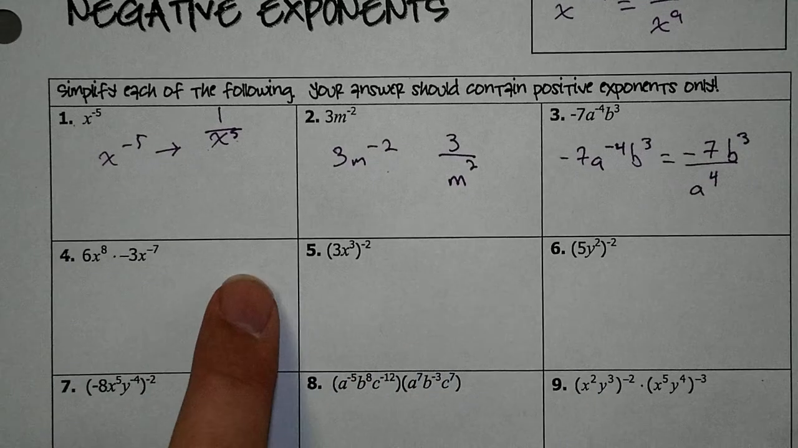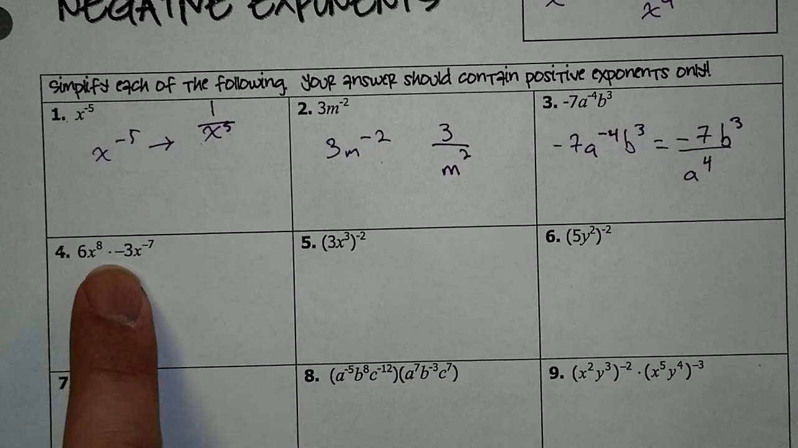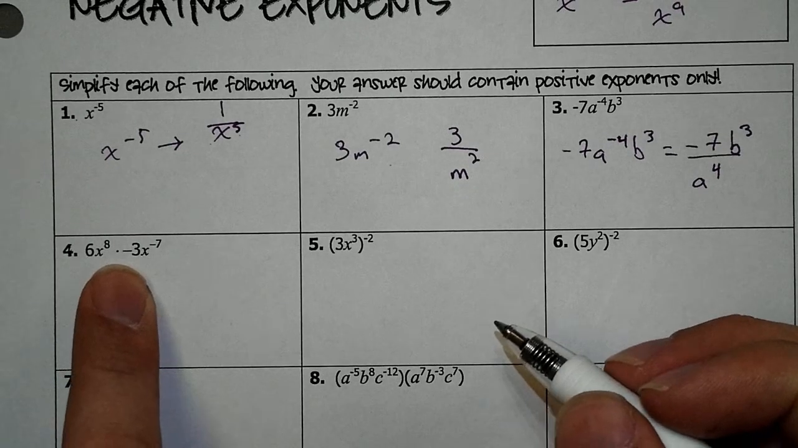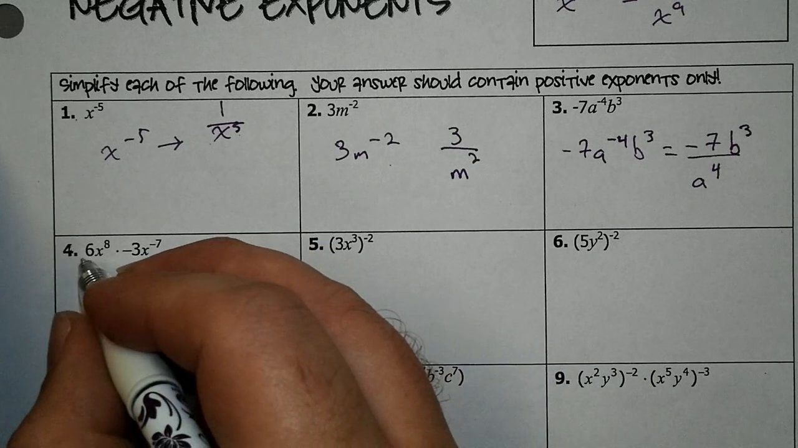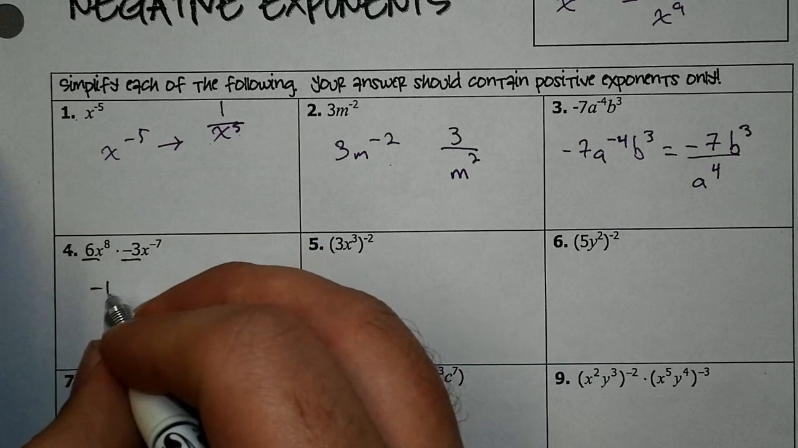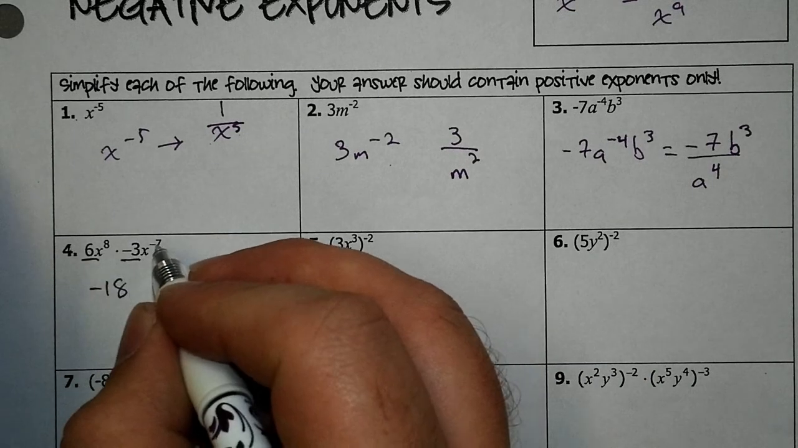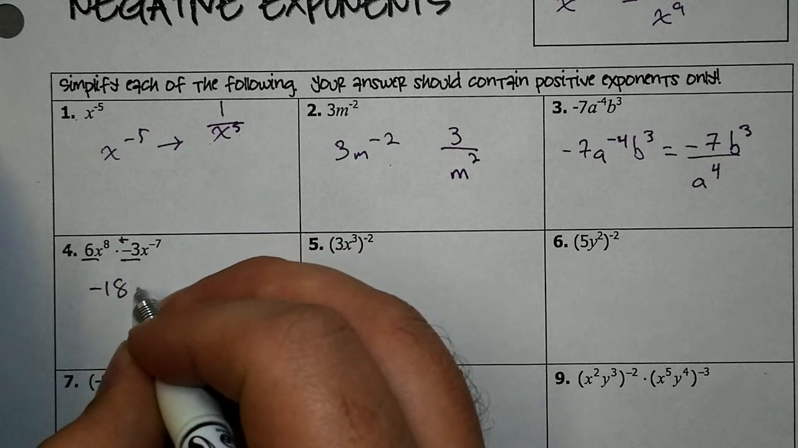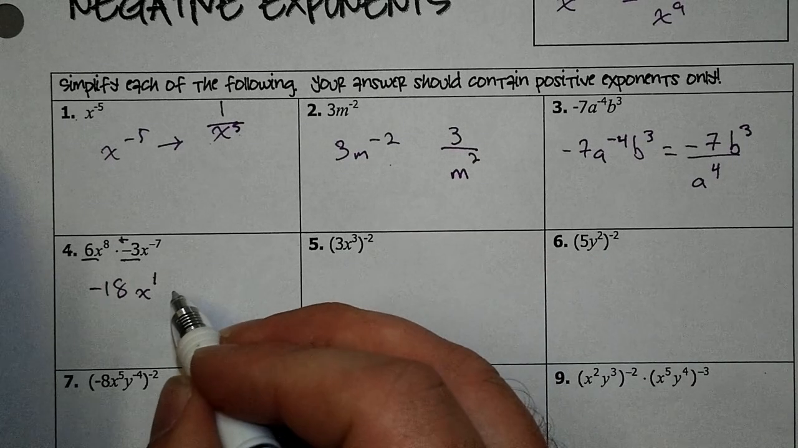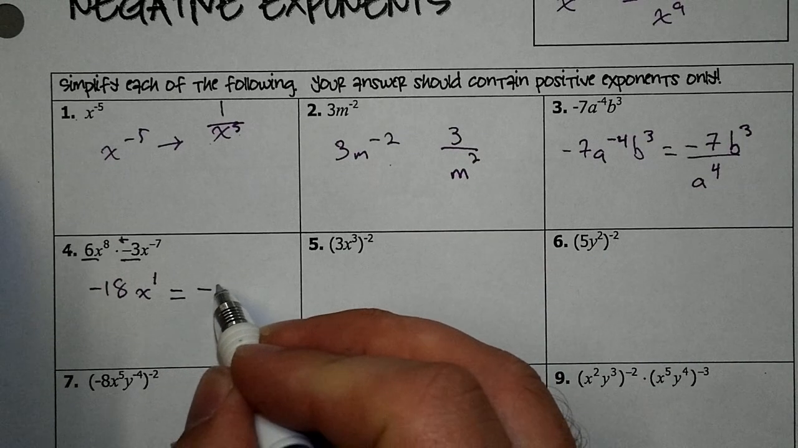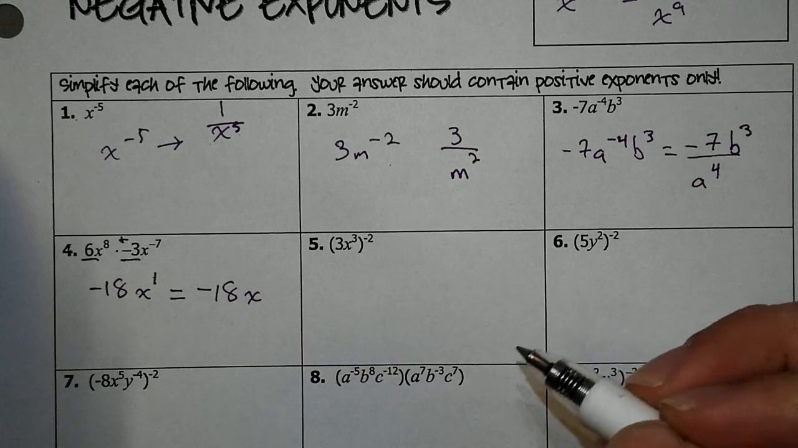Now, what if these combine with other exponent rules? Like right here we have the product rule. Well, the product rule says we add the exponents, right? Multiply your numbers. 6 times negative 3 is negative 18. 8 plus negative 7 is positive 1. So since this one has positive exponent, there's no reason to rewrite it, just negative 18x.